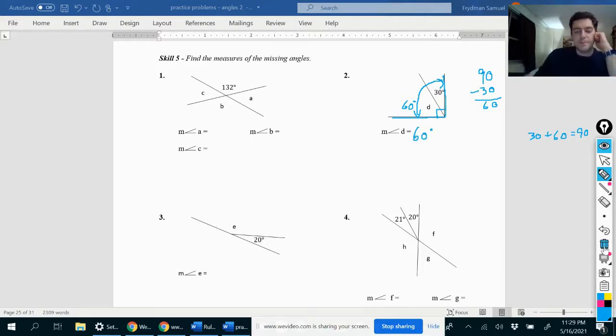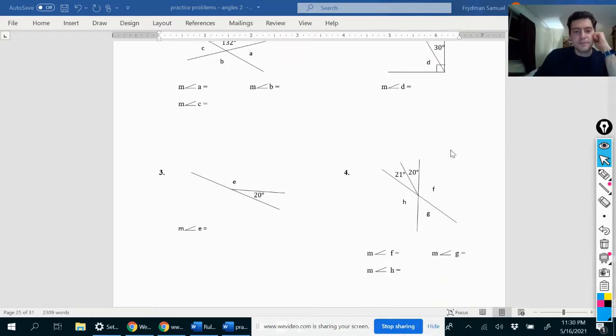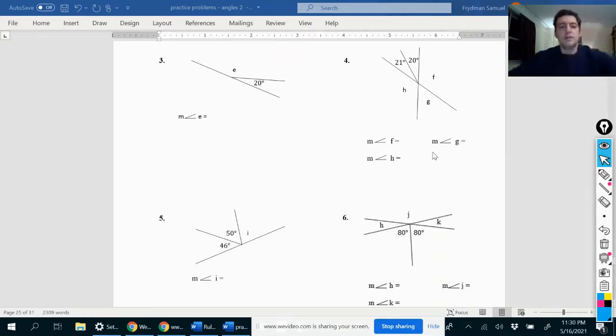All right, moving on. Over here, well, this is a simple one. So this and this, they are a linear pair. So if this is 20, then I'm asking myself 20 plus what, right? E is equal to 180. Well, E has got to be 160 because 20 plus 160 is 180.